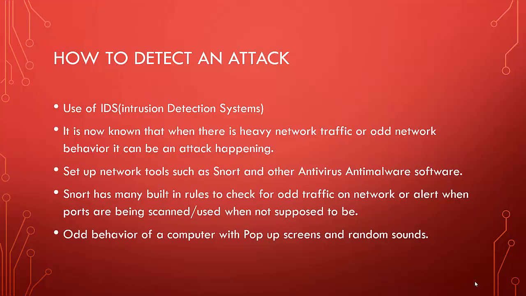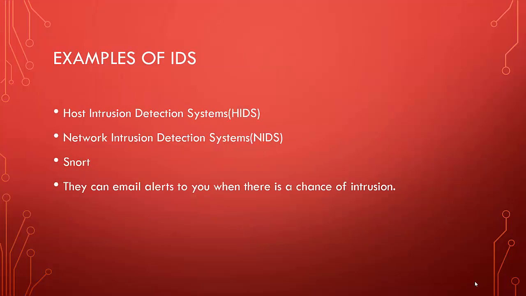There are things such as Snort and other antivirus, anti-malware software. Snort has many rules built into it to check for odd traffic on your network that is coming between switches, and it'll alert you via email, or you can have it shut down those ports. Anything that may be weird, you can customize Snort to fit your network and what you want to be notified for. If you see odd behavior in a network, where computers are getting pop-ups and random sounds are coming on, and they don't know where it's coming from, they probably have an attack on the system.